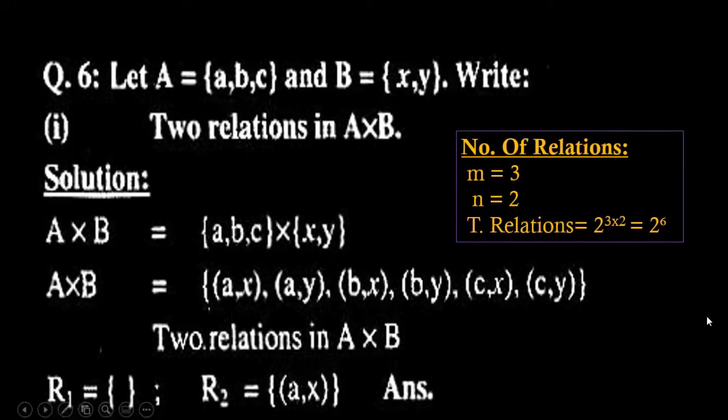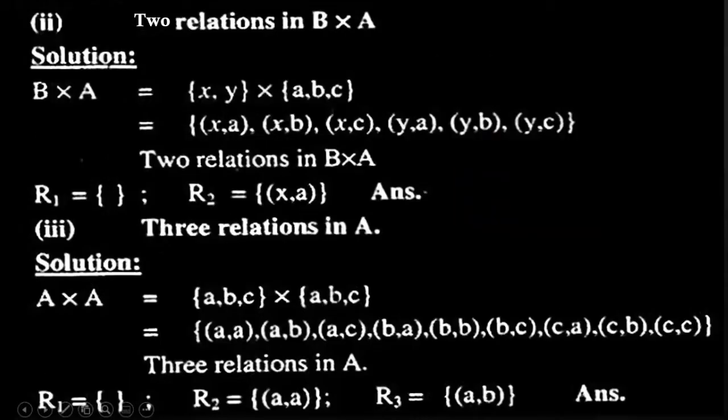Now there is a question which says two relations in B cross A. So B cross A is {x, y} and {a, b, c}. So first B, so it would be as xa, xb, xc, then ya, yb and yc. And what you have to find? You have to find the two relations. The first relation is the null set and the second relation is the first ordered pair.